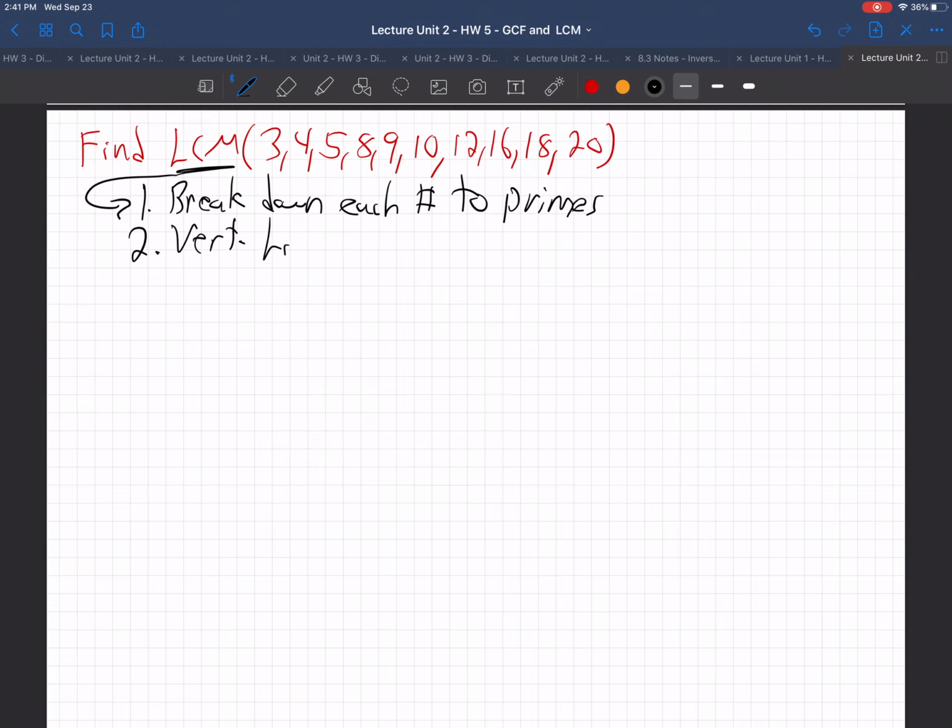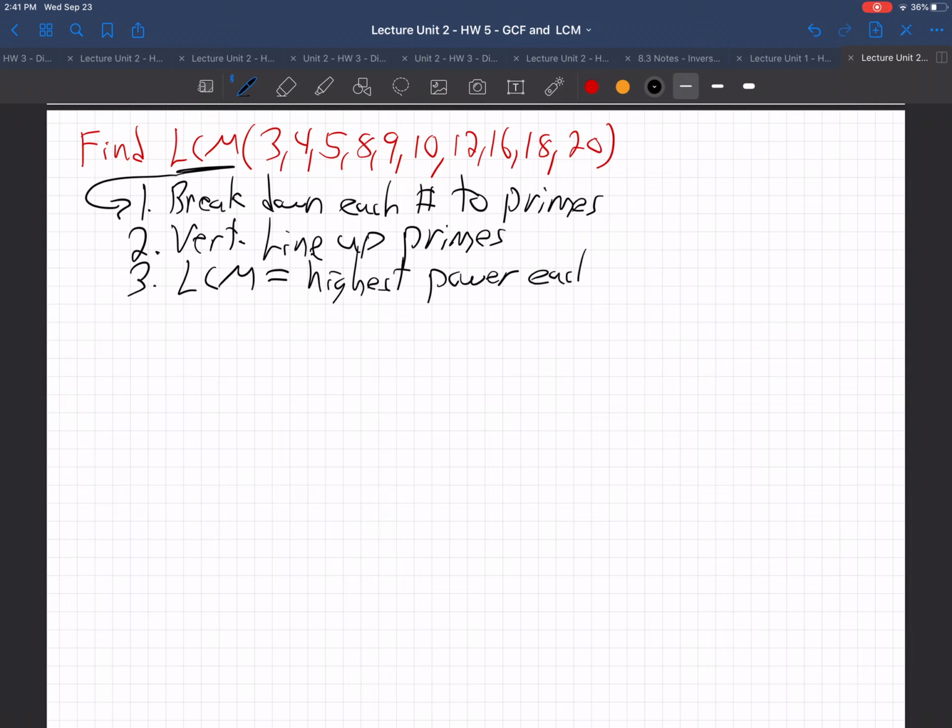Step 2, vertically line up the primes. Step 3, the LCM is the highest power for each prime. So that's how we always find LCMs.